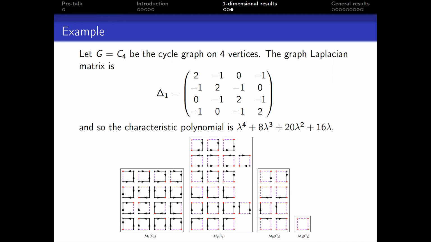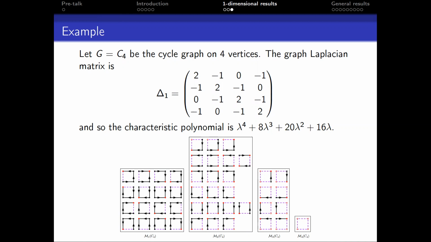And then we separate the gradient vector fields by the number of critical edges. Here it has only 1 critical edge. Here you have 2 critical edges. Here you have 3 critical edges. Here there are no critical, everything is critical.